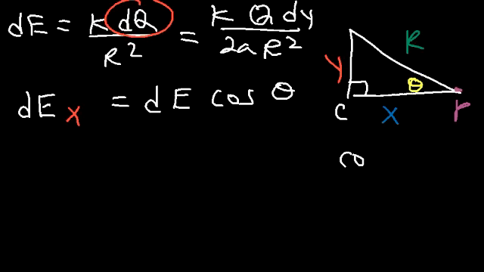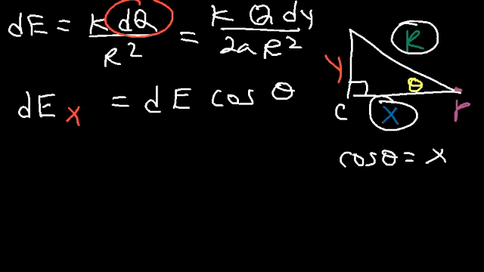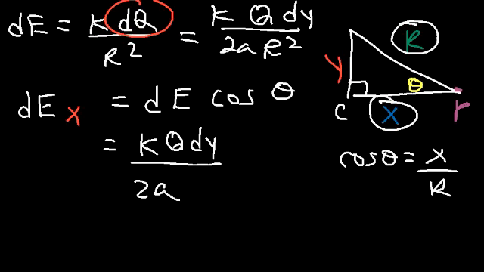So cosine theta is equal to the adjacent side divided by the hypotenuse. So that's x divided by r. So we have dE, which is k q dy over 2a r squared. dE is basically this equation right here, times cosine theta, which is x divided by r.